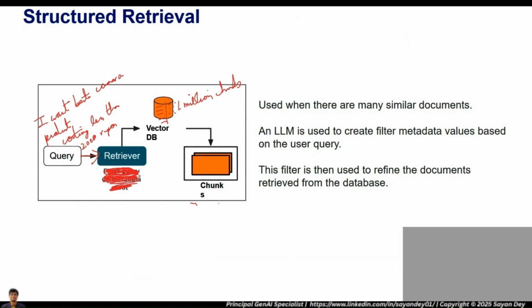Instead of going through all the 1 million chunks and comparing which are the 5 or 10 most relevant chunks, I don't have to search across all the million products. What I can do is a first layer of filtering first. I will do a first level of filtering.